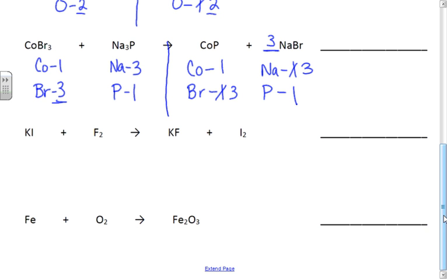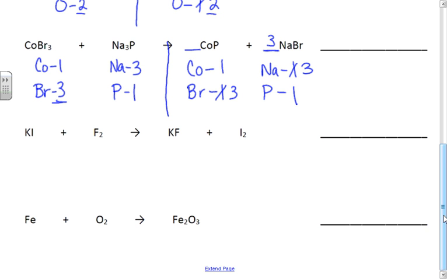So now let's look and see what doesn't match. We fixed the bromine, so now we check the sodium. And we just fixed it. By fixing the Br, it fixed the sodium too. We had 3 on both sides. And then our phosphorus, we have just 1 on each side. So it looks like we just needed that 3 coefficient and we balanced the whole thing.